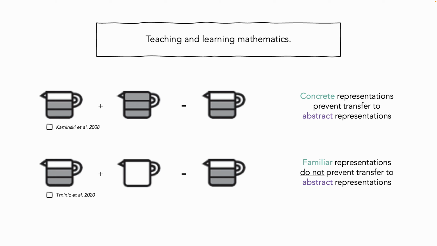So they adjusted the example a bit to what you can see on the second line here, where now the identity is represented by an empty cup. And they found that by making the examples slightly more familiar, they could not find those results again on preventing transfer to abstract representations. And here already in this paper, they argued that there are different types of concreteness and we need a more fine-grained and a more precise way of talking about concreteness.